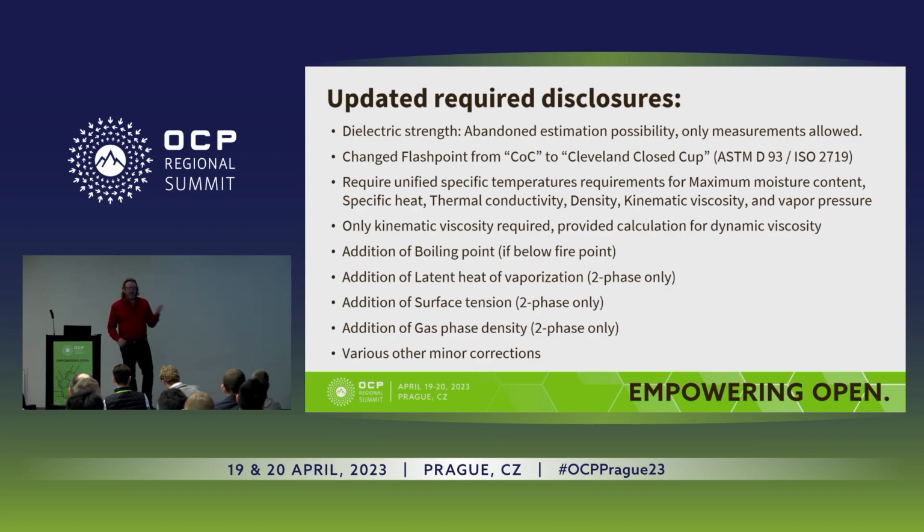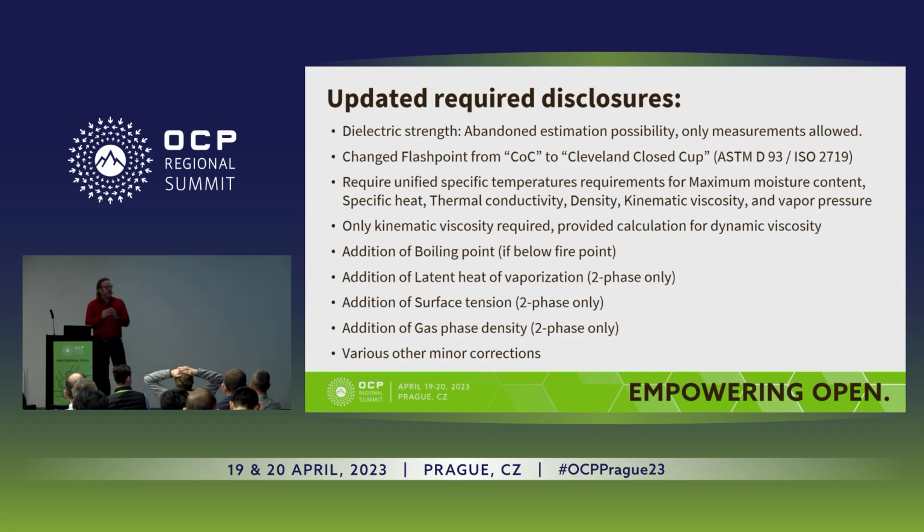One of the bigger changes is that we now require very specific measurements over a whole range of temperatures, between 20 and 70 degrees, in intervals of 10 degrees, for maximum moisture content, specific heat, thermal conductivity, density, kinematic viscosity, and vapor pressure. Because these values matter and feed back into figure of merit, which Peter Cooper has been able to explain to you. Right? These figure of merit calculations are essential to assess the performance potential with certain fluids. Now, we require the disclosure of the values that are needed for calculating those figures of merit.